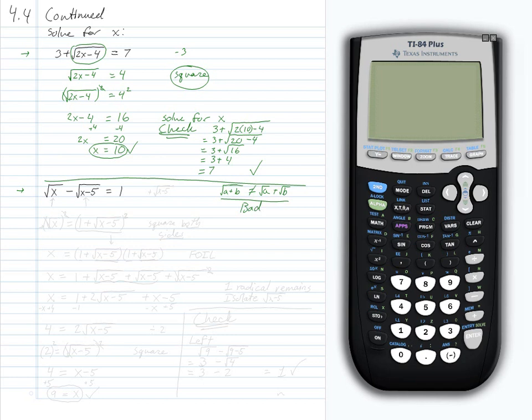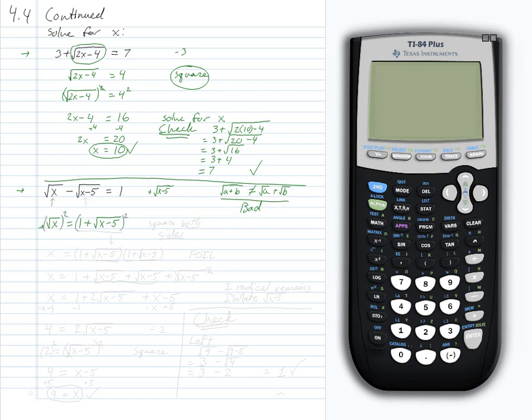Alright, so I'll follow along with the steps. The first thing I want to do is isolate one of these. And I think it'll be easiest to isolate that guy. I can do that by adding root x minus 5 to both sides. So that gives me root x on the left, and 1 plus root x minus 5 on the right. So now I'm going to eliminate this radical by squaring both sides.